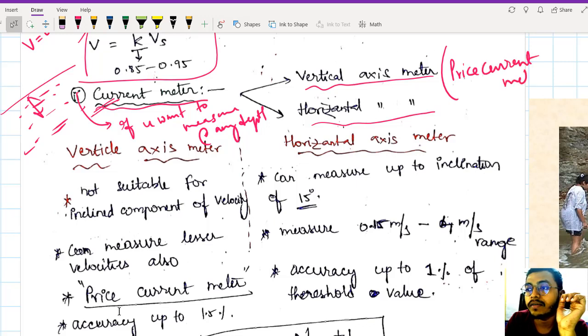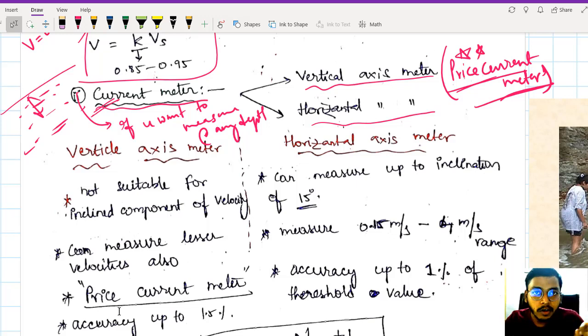Price current meter, very important bit for state PSC, SSC JE, RRB JE, whatever. एक बिट तो पक्का बनता है, what is price current meter. Okay, if you are writing SSC JE exam काफी दिन चलता है ना, 8 दिन 9 दिन चलता है. Okay, because there will be so many people appearing all over the country, multiple question papers will be prepared. In one of the question papers this bit will be definitely present. Okay, so what is this price current meter? It is a type of vertical axis meter.